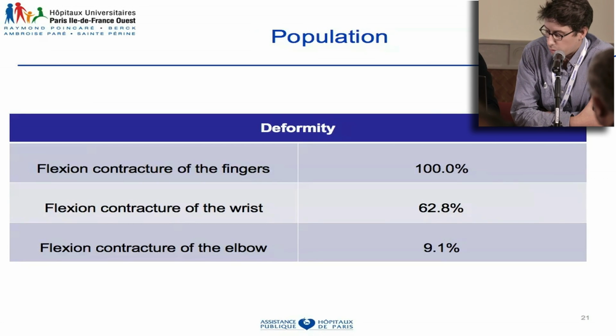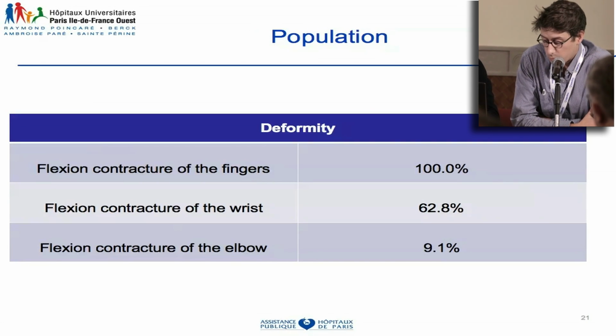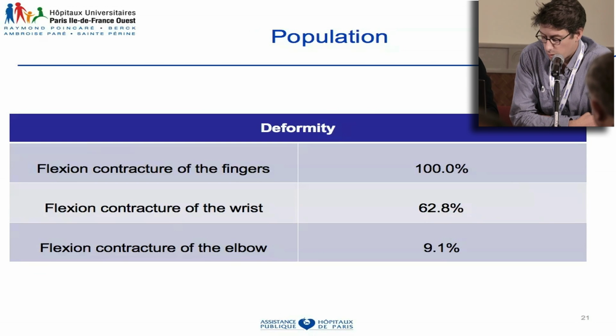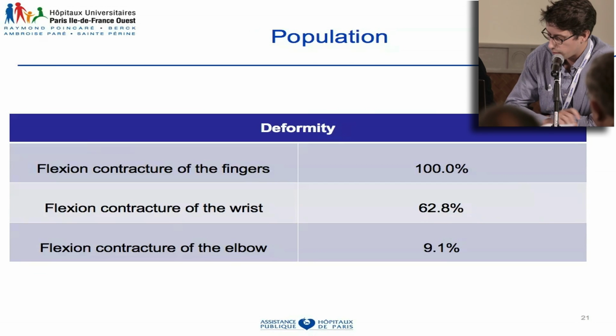So the most common deformities of the upper limbs in adults in this series with CNS disorders are first the flexion contracture of the fingers in 100% of patients in this series, then the flexion contracture of the wrist in 63% of patients, and last, the flexion contracture of the elbow in 9% of patients.